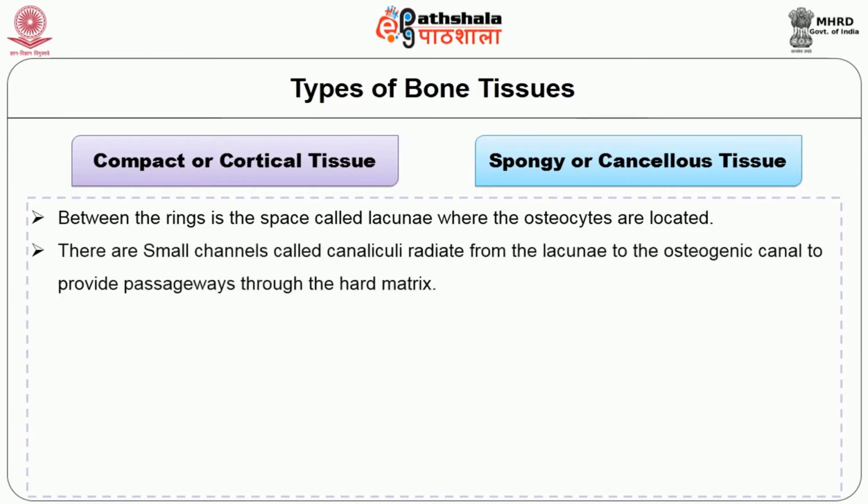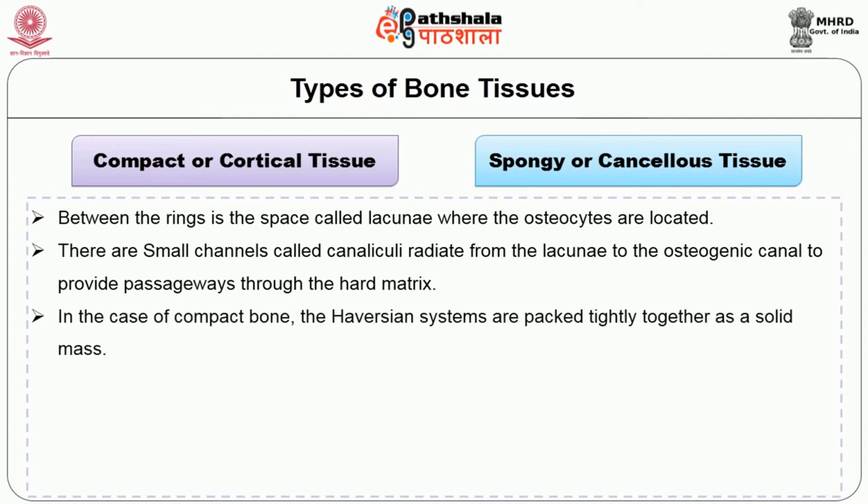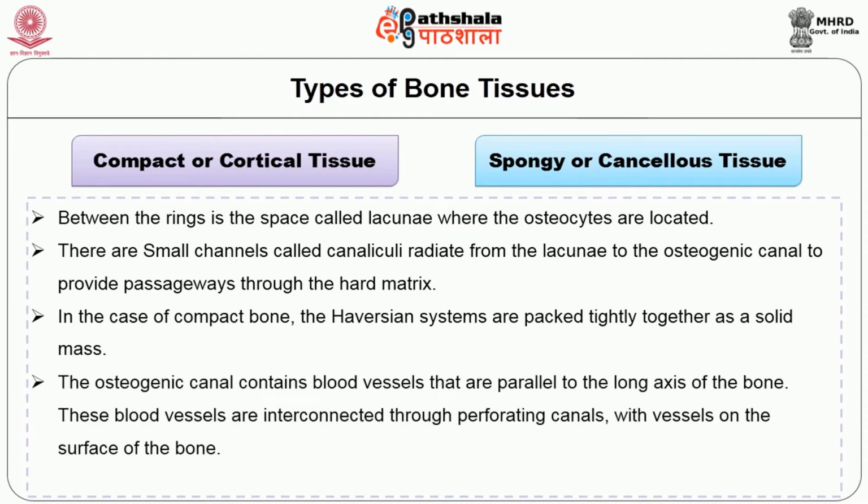Small channels called canaliculi radiate from the lacunae to the osteogenic canal to provide passageways through the hard matrix. In the case of compact bone, the Haversian systems are packed tightly together as a solid mass. The osteogenic canal contains blood vessels that are parallel to the long axis of the bone. The blood vessels are interconnected through perforating canals with vessels on the surface of the bone.